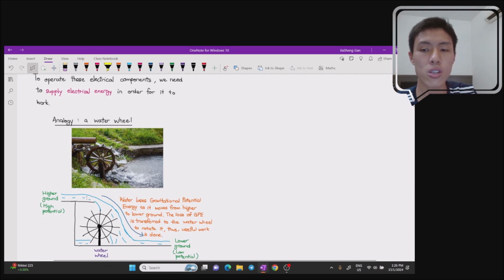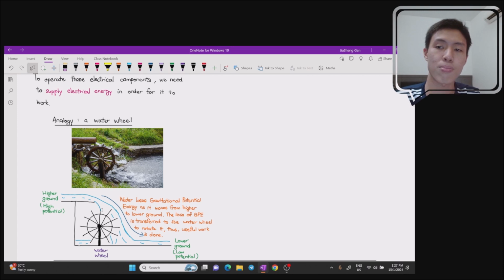Okay, but when the water moves, it hits onto the water wheel. So this energy gets transferred to the water wheel and in turn makes the water wheel rotate. So this is how you get the water to pass its energy, which is initially gravitational potential energy. You transform it into the kinetic energy of the water to flow. Then you pass that energy to the water wheel, making the water wheel rotate.